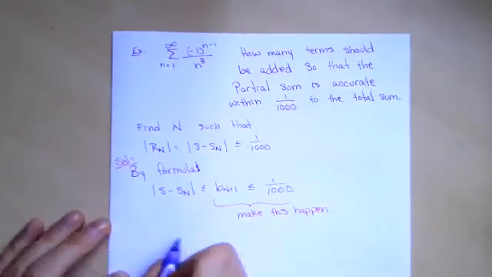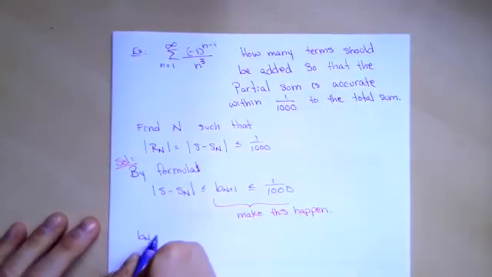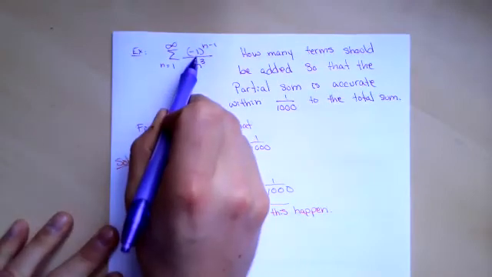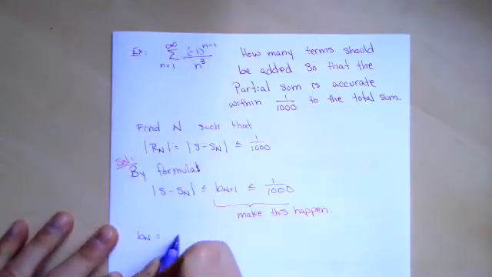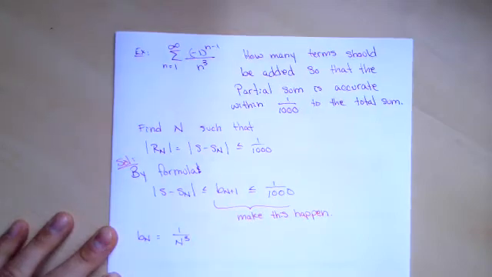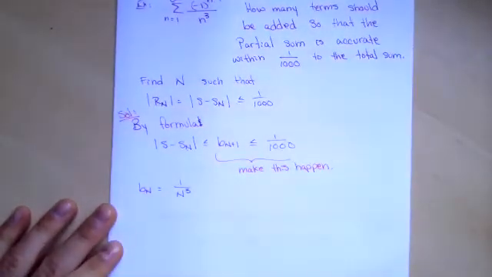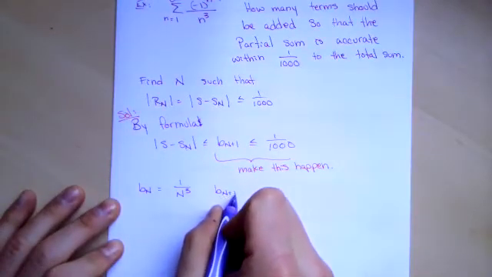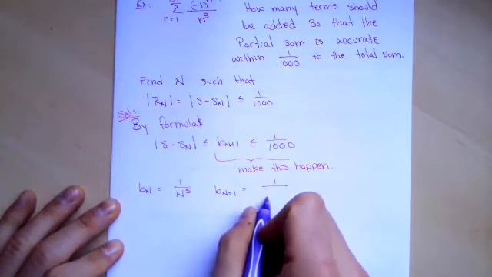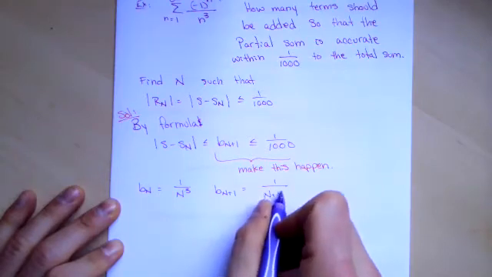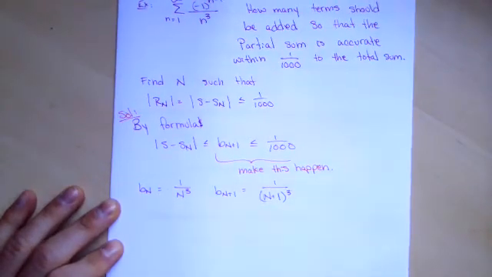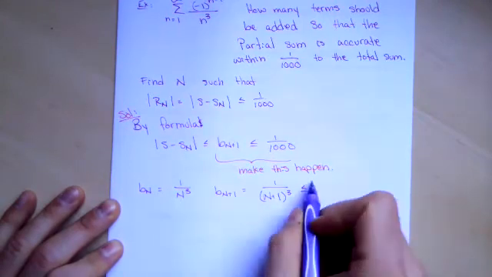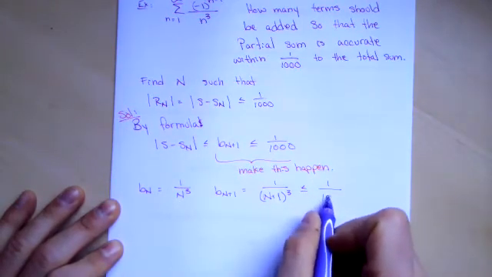So all we do is, well, what is our Bn? Remember, we're ignoring the alternating part. The Bn's are 1 over n cubed. And so, of course, my Bn plus 1 is 1 over n plus 1 cubed. And I set that less than or equal to 1 over 1,000.